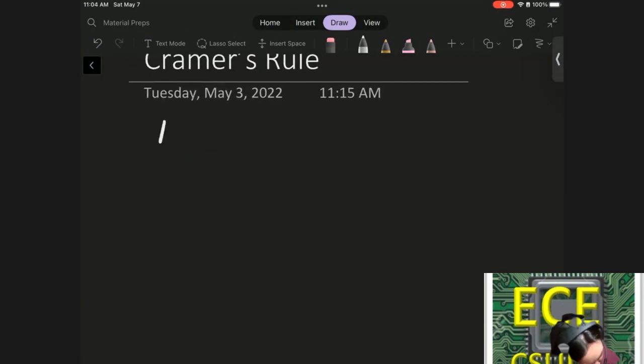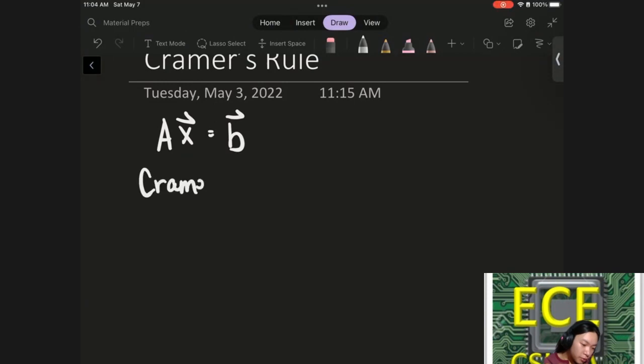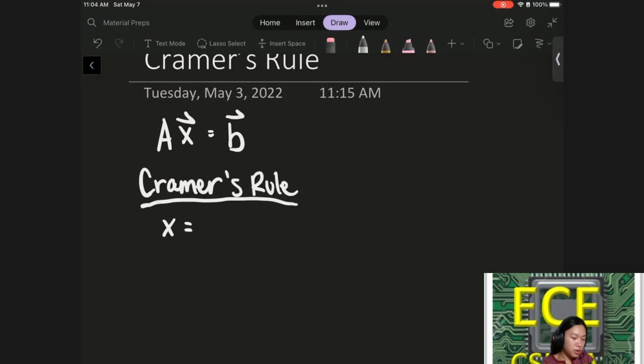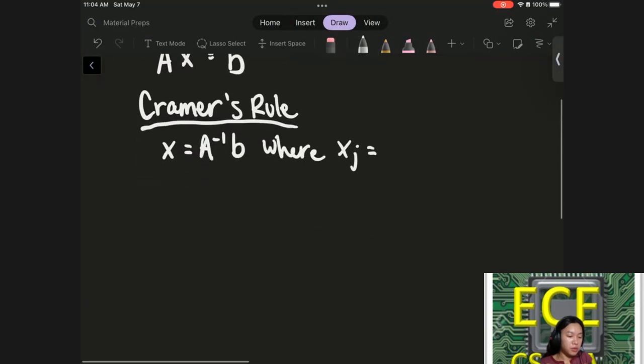Let's say I have a matrix A being multiplied by a vector x and it equals b, a vector I'll call b. What Cramer's rule states is that I can find this x by doing the following. So x would equal A inverse b, where x sub j equals the determinant.